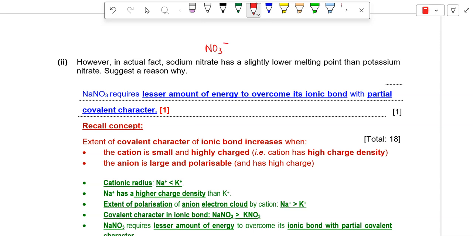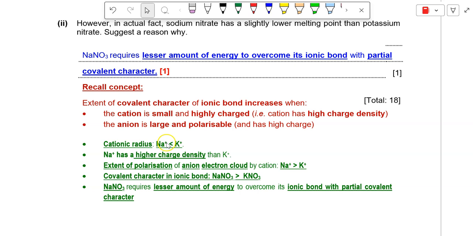So it's polarizable. Looking at the concepts, sodium does have a smaller cationic radius than potassium. As a result, based on charge density, Q+ over R+, sodium does have a slightly higher charge density than potassium, and therefore can polarize the anion electron cloud more. This results in some covalent character in the ionic bonds, and typically what we observe is that ionic bonds with partial covalent character require less energy to overcome. With that, we conclude question 1.